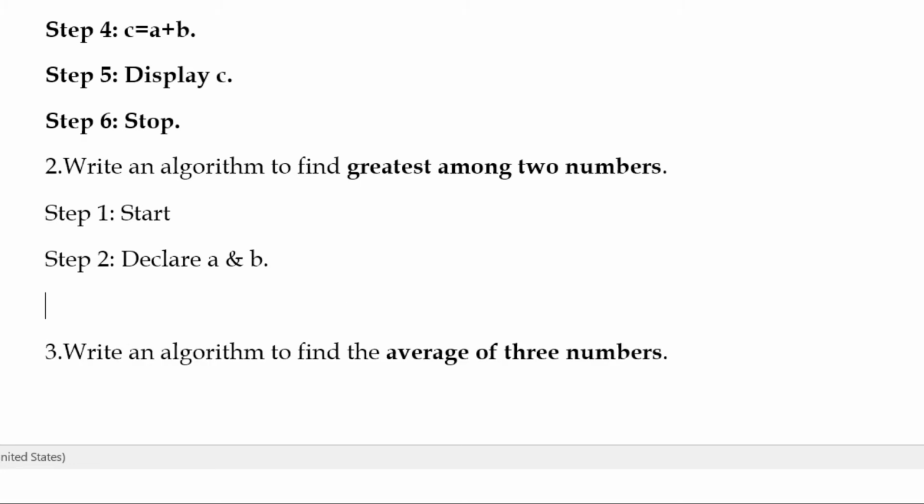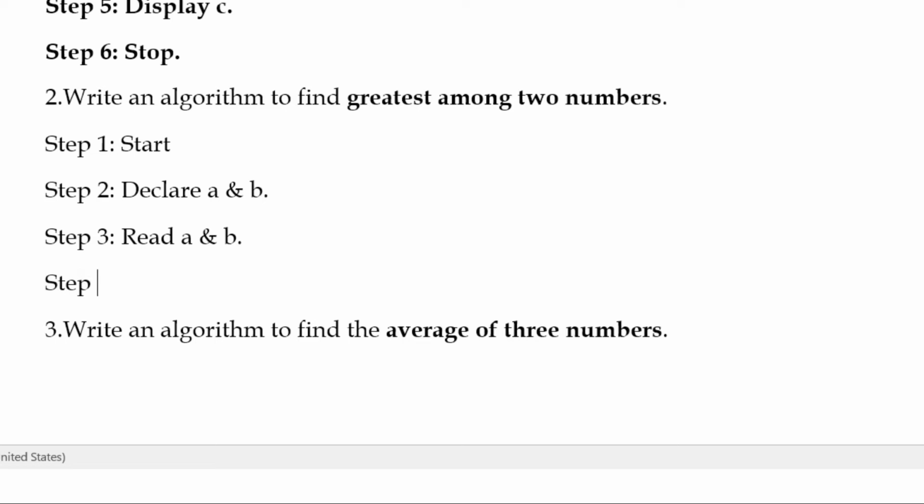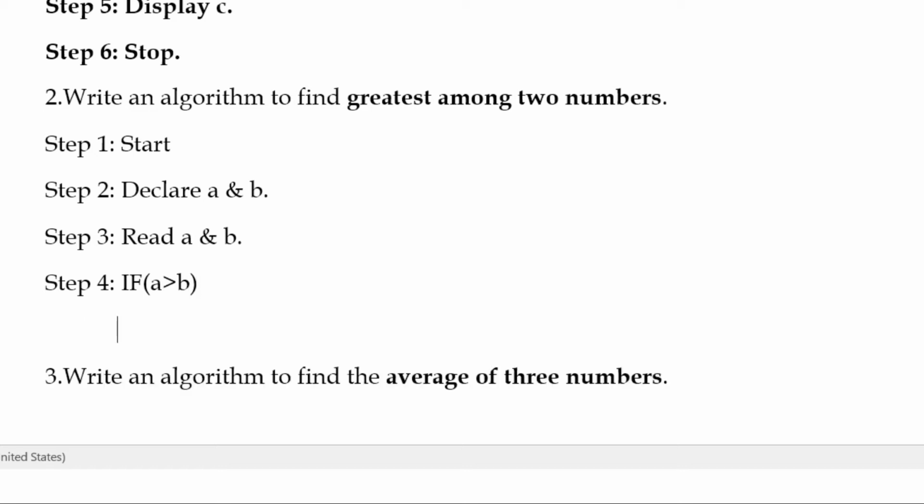And step 3, read A and B. So read means we are going to get the values and we are going to store it in A and B. And step 4, we are going to use if condition. If A is greater than B, if the condition is true, we are going to display or print. What we are going to display, let us say A is big.